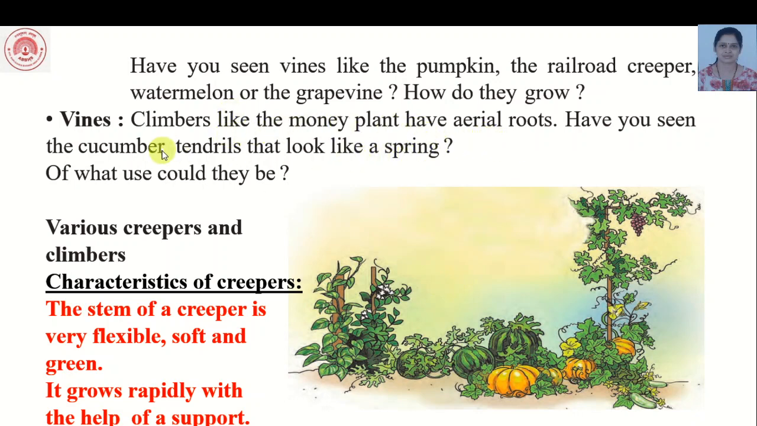Have you seen the cucumber tendrils that look like a spring? This is a money plant. It has a spring-like part. What is it called? It is called tendrils. And this is a cucumber. It also has a spring-like part. So, what is the use of that spring-like part?